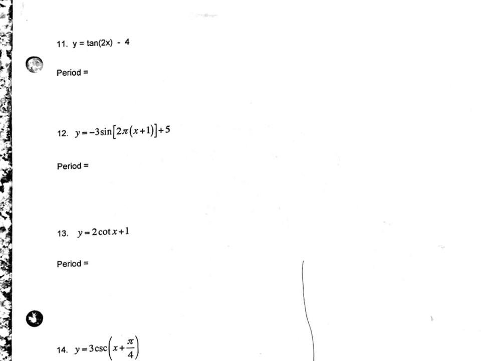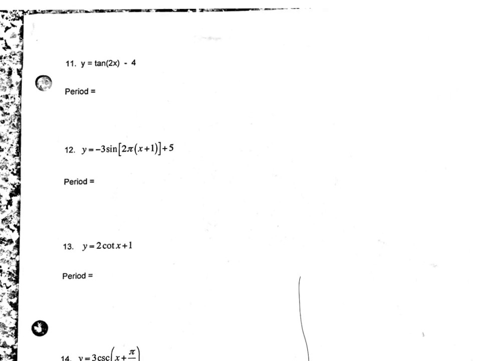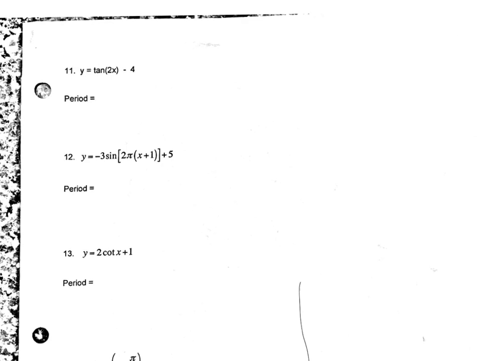Now for tangent, we got some tricks for tangent. We mess with the period a lot on the tangent. First of all, the tangent, the period is pi over b. So this is going to be pi over 2. You want to double that, and that's how you want to mark your graph.